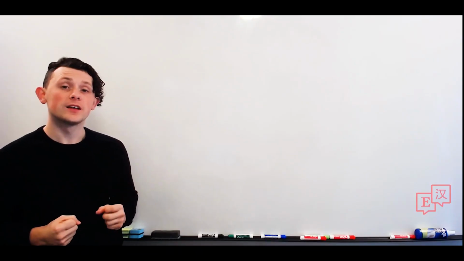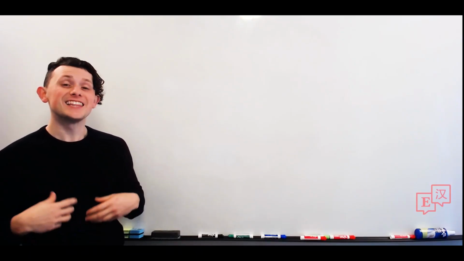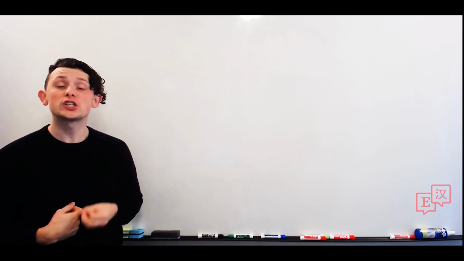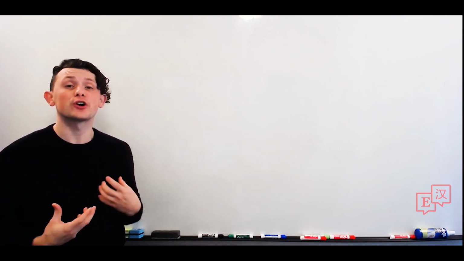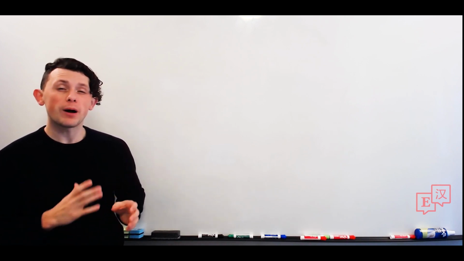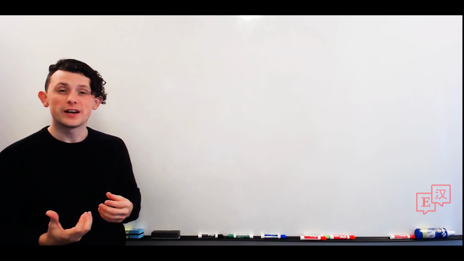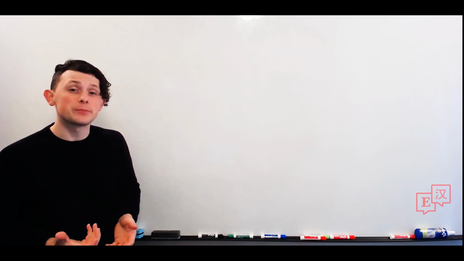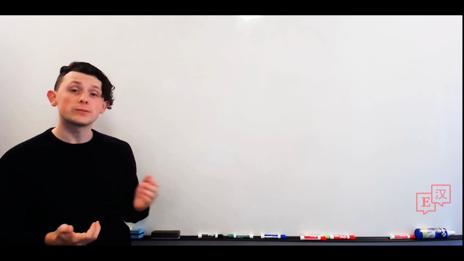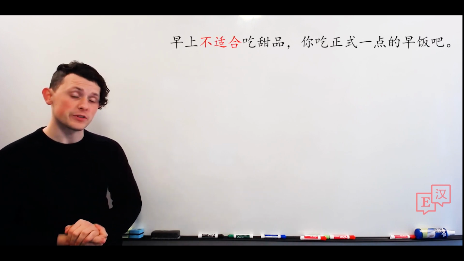So, 合适, the adjective for something being fitting or appropriate, and 适合, the verb for something being fitting or appropriate. Now, these probably sound like a nuance on each other, and the meanings are fairly similar. However, the usages are fundamentally different. So let's take an example and look at some of these.